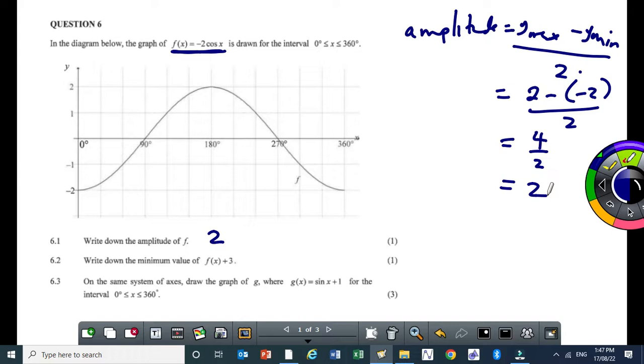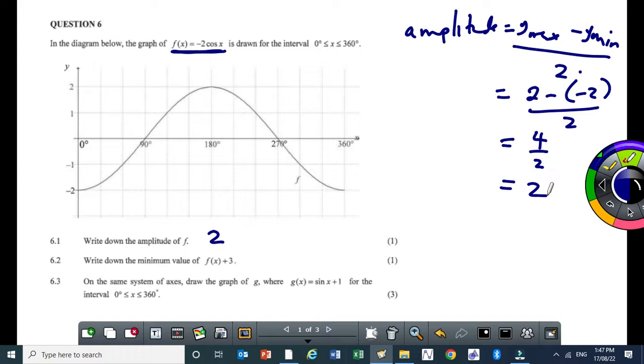Generally, I encourage you to find the amplitude using this method, because you never make a mistake. If you decide to get it from the equation, make sure you are aware that if the coefficient is negative, you take the positive of that negative value. Are you following that?